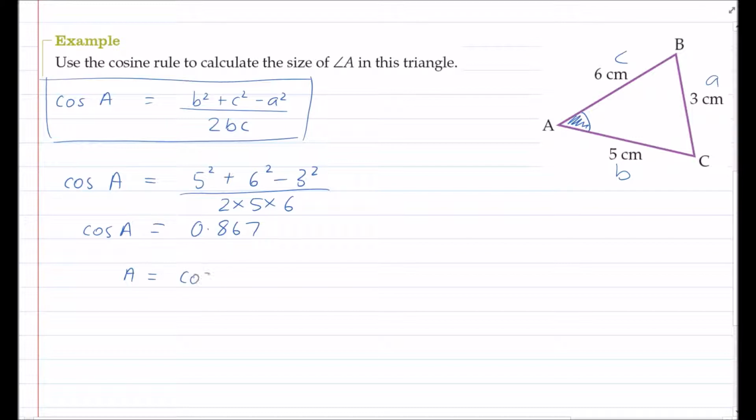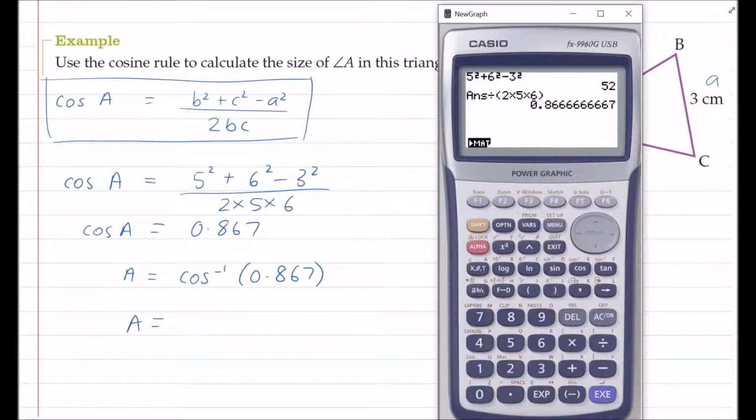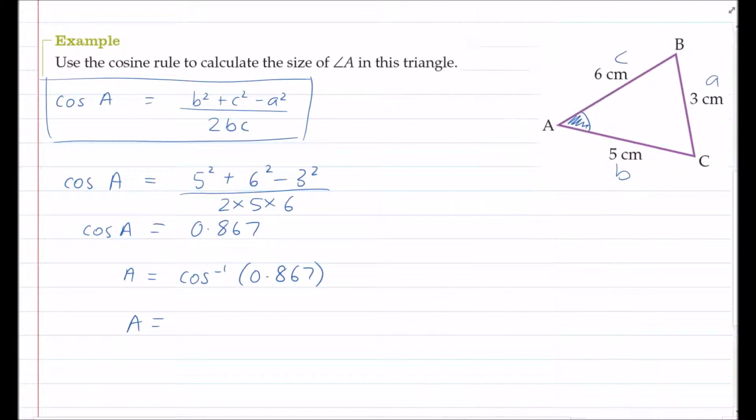And so A is going to equal cos inverse of that number, and that will give us our angle if we put that into our calculator. So we'll have cos inverse, and using the answer key we get 29.9 degrees.